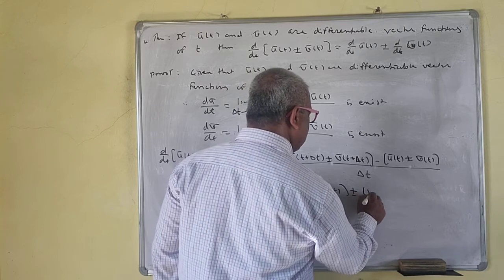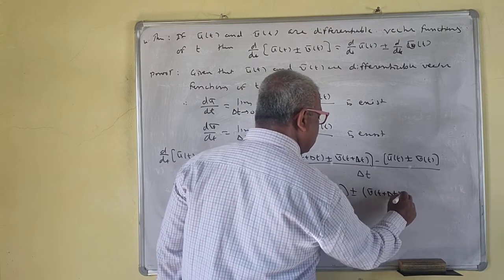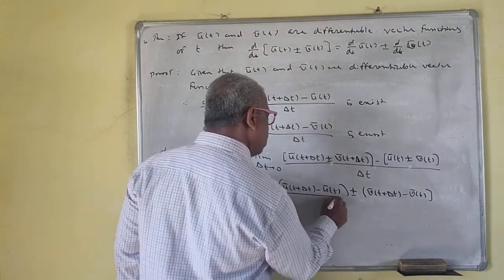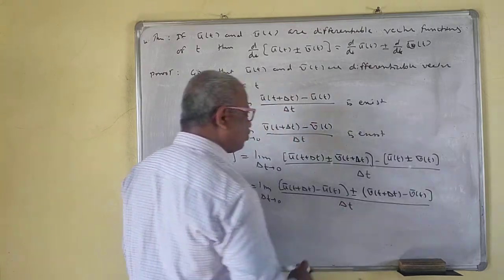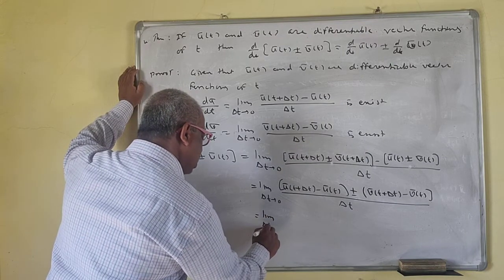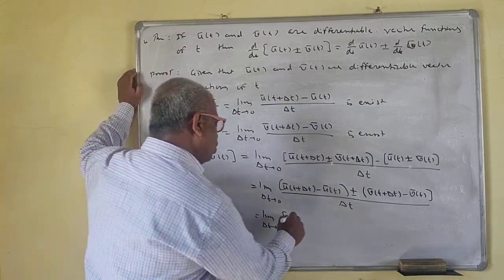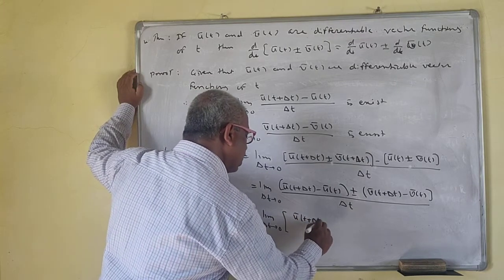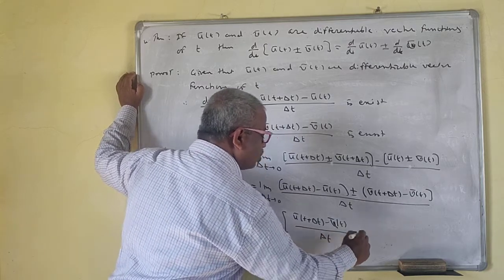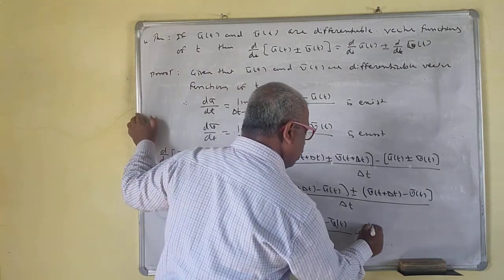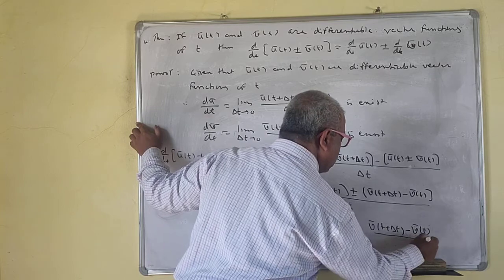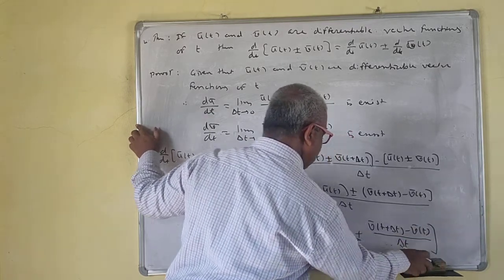Okay, so then this is what? v bar of t plus delta t minus v bar of t upon delta t. I will separate this delta t. Okay, so this is what? Limit delta t tends to 0, I will just write this. Okay, so u bar of t plus delta t minus u bar of t upon delta t, plus or minus v bar of t plus delta t minus v bar of t upon delta t.